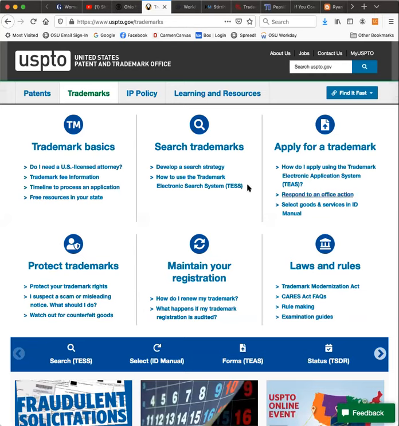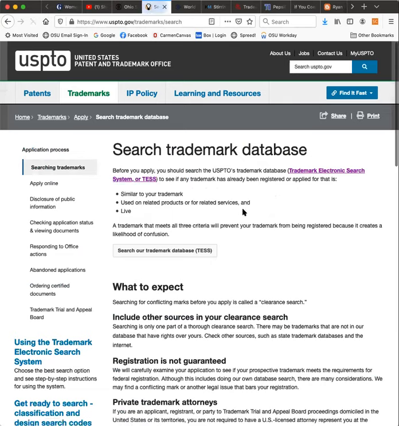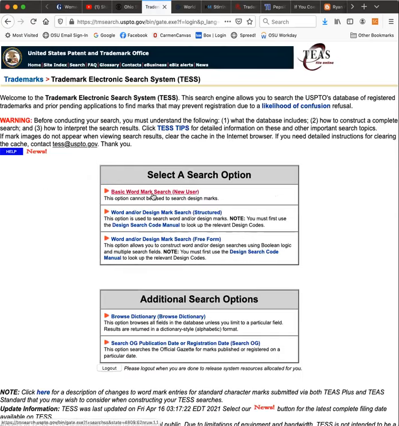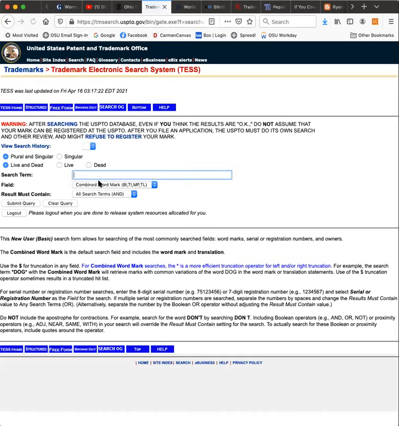So if you go to the United States Patent and Trademark Office, you can search for all registered trademarks here. If you select search trademark database, you can go to the trademark electronic search system. And this is where you would search. Now, if we wanted to do a basic word search, you can search for a word, you can search for a design, you can search for both. We'll start with a basic word search. You would type in the term that you wanted to search for.